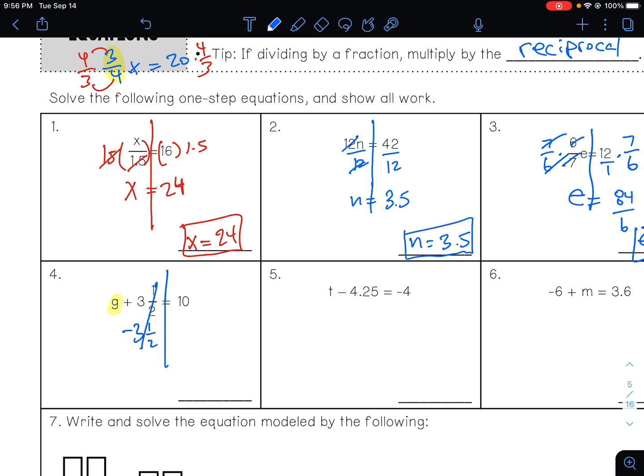Which means that cancels. Subtract 3.5 from 10. That's 10, 9, 8, 7, 6. That gives us 6.5, I believe. 6.5, or 6 and 1/2. So G equals 6 and 1/2.